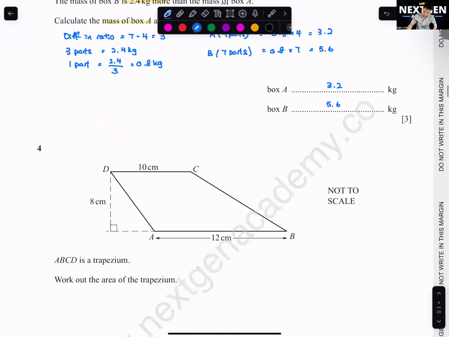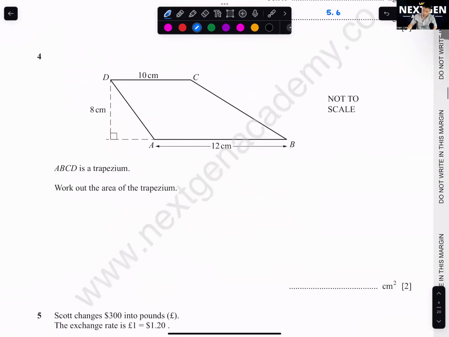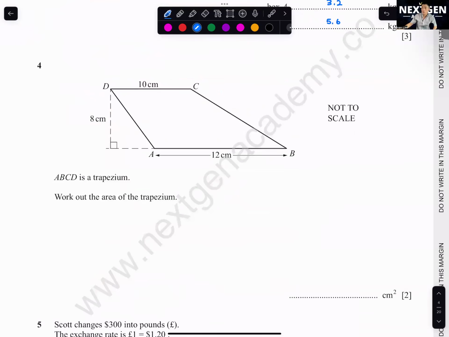ABCD is a trapezium. Work out the area of the trapezium. I want you to take note: if you look into the list of formulas on page 2, the formula of a trapezium is not given to you. So you have to memorize it. The formula of a trapezium is 1 over 2 times (A plus B) times height. A and B are the lengths of the parallel sides.